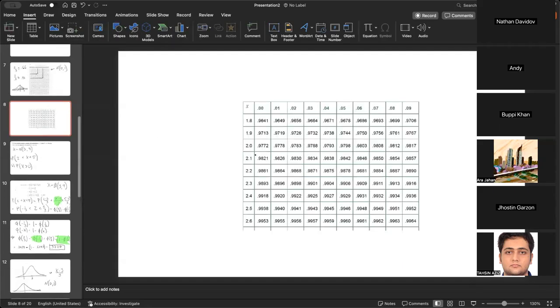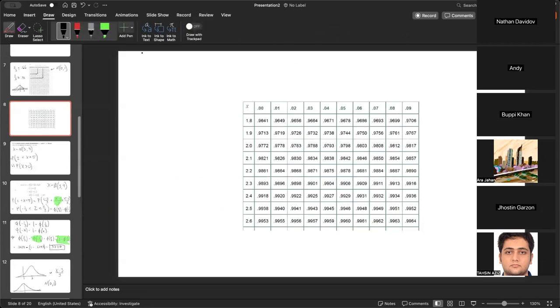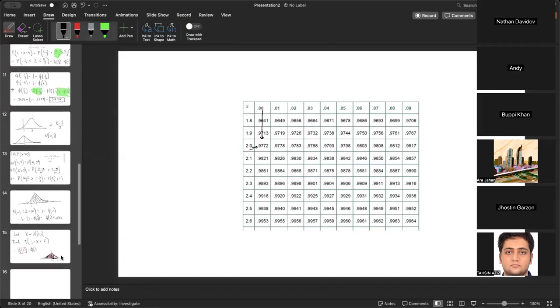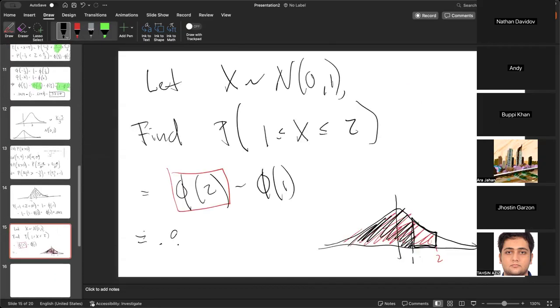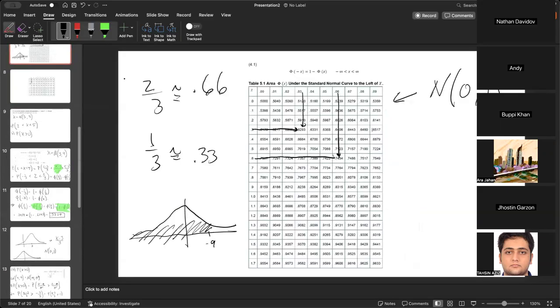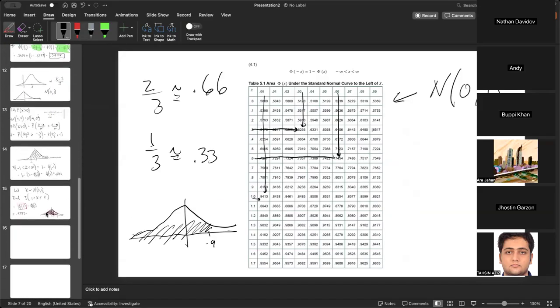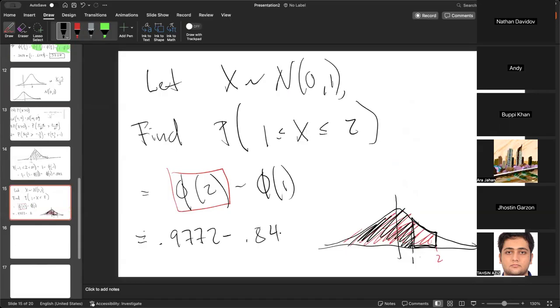Since I'm doing 2.0, it's 0.9772, minus phi of 1, which is, let's see, here's 1 comma, and here's 0.00, so minus 0.8413. Okay, and I don't really care what the number is, you could just plug it into your calculator, but that's the idea. Is that clear for everyone?